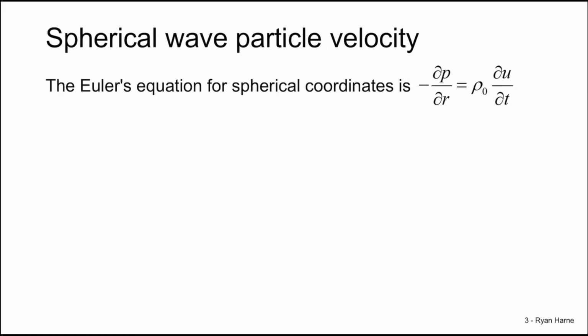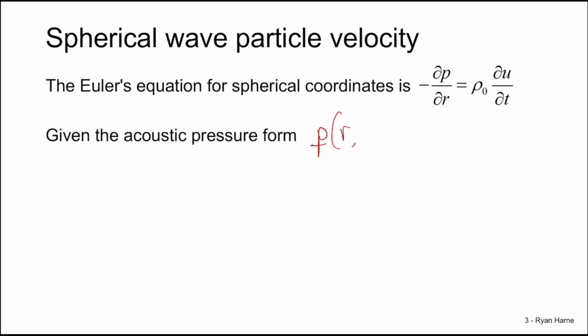Euler's equation for spherical coordinates is given here. In the one dimension of r in spherical coordinates, it looks quite similar to the Euler's equation in one dimension x. So we have minus del p del r is equal to rho naught, the atmospheric density, multiplied by del u del t.